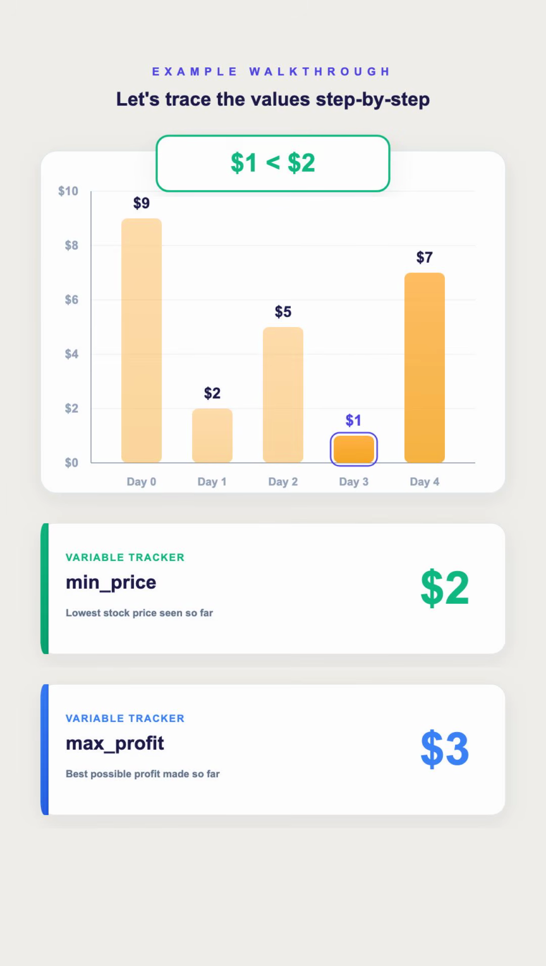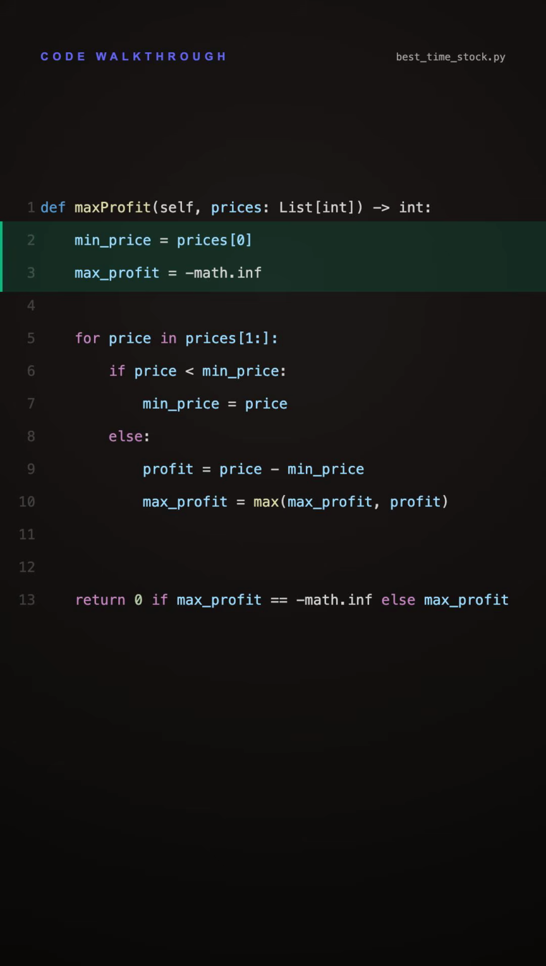Next, we see 1, which becomes a new minimum, so min price becomes 1. Finally, we see 7, and selling at 7 after buying at 1 gives us a profit of 6, which becomes the final max profit. And that's the answer. So these are the 2 variables that we just discussed.